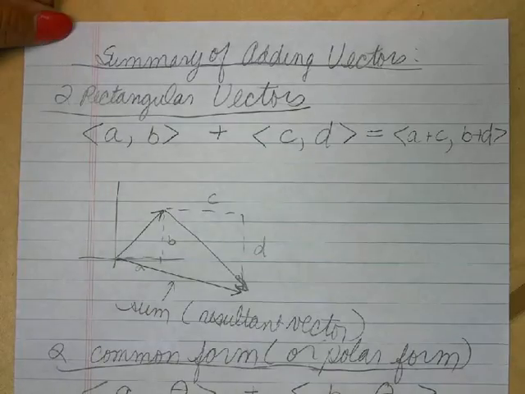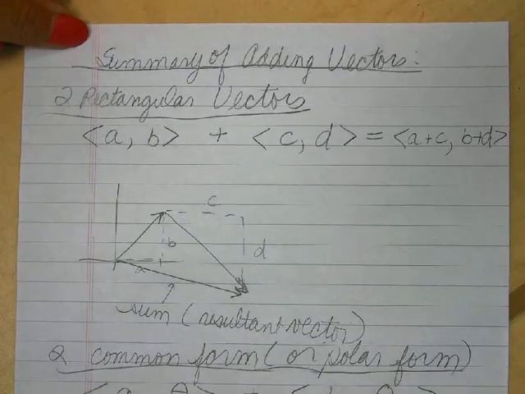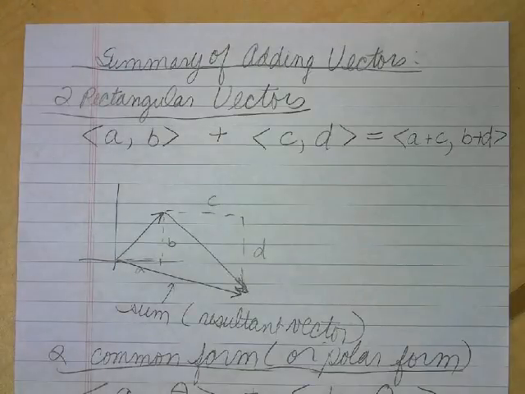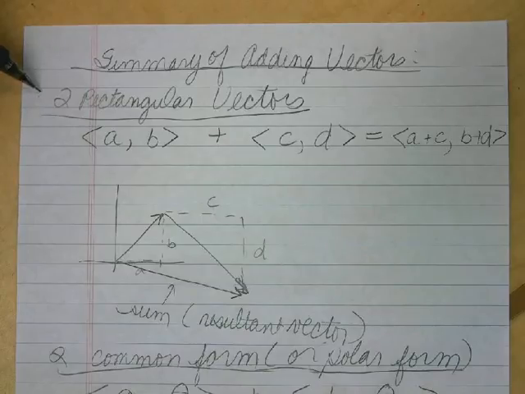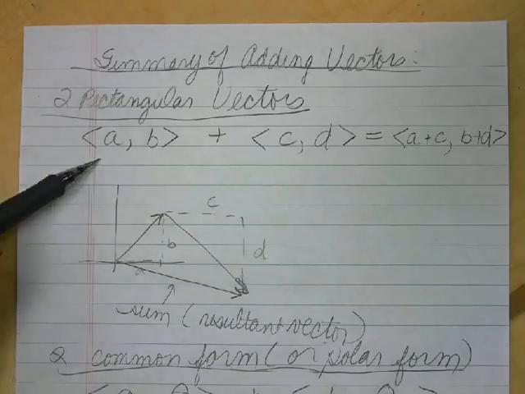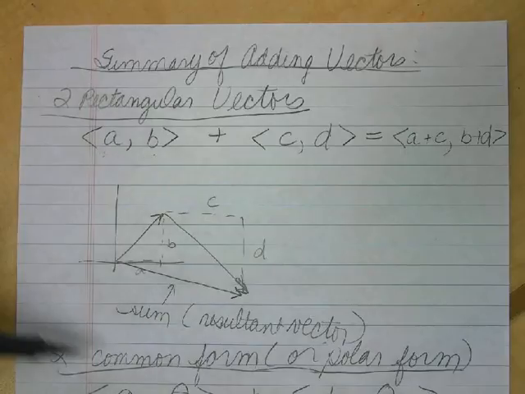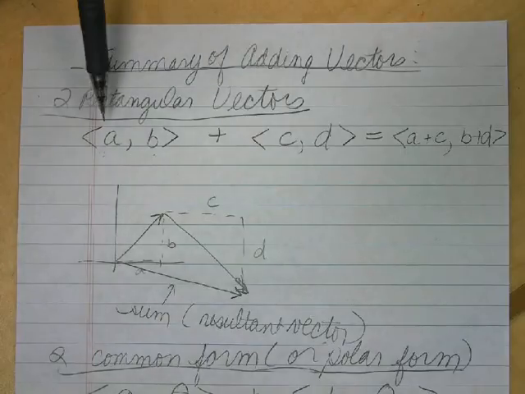Today we're going to look at just a summary of addition of vectors. And remember, depending on the form that the vectors are given in, sometimes it's very, very easy to add the vectors, and sometimes we have a little bit more work to do. So remember, if we have two rectangular form vectors or component form vectors, then we would actually have their x, y coordinates for our vector notation.